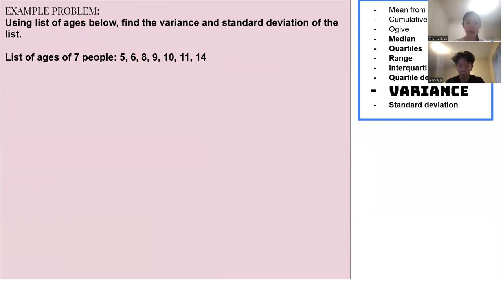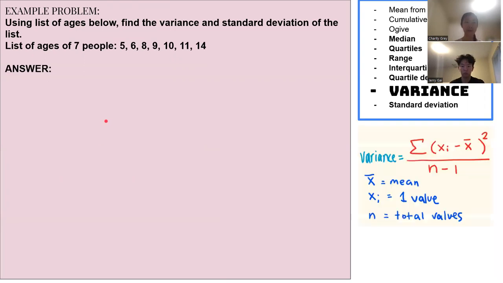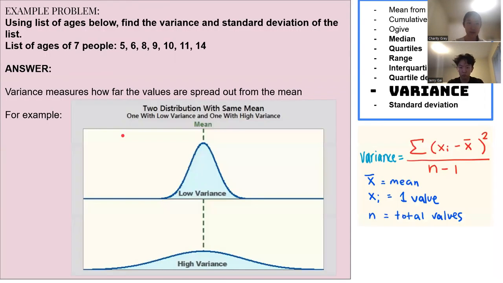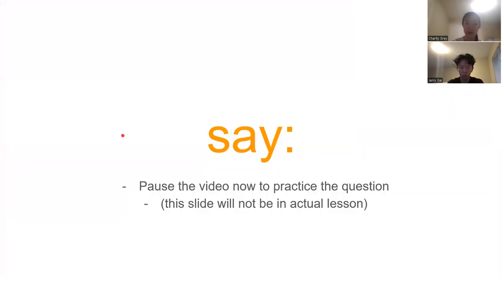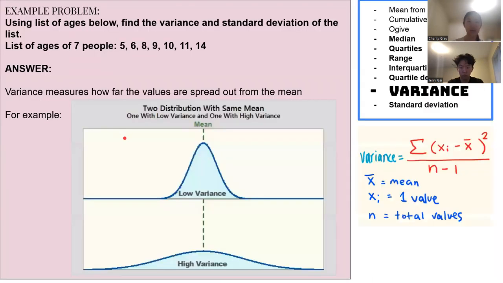In this question, you will be using the list of ages below to find the variance and standard deviation. Do you know the definitions for variance and standard deviation? If you do, please pause the video and write it down or say it out loud. I'll be revealing the answer shortly. So, here is the formula for variance. Pause the video now to practice the question.